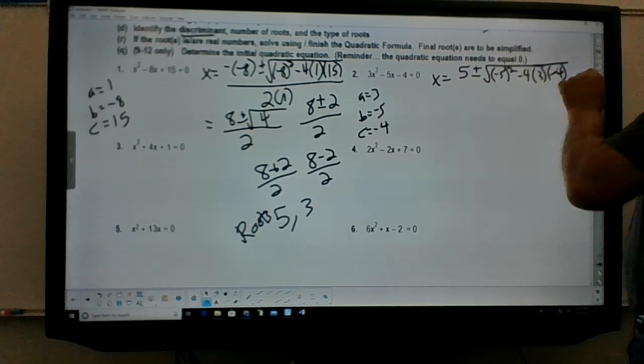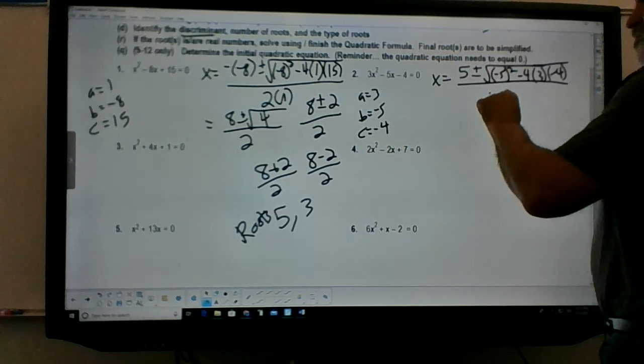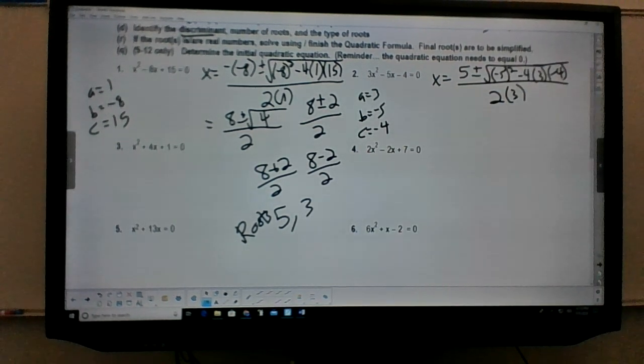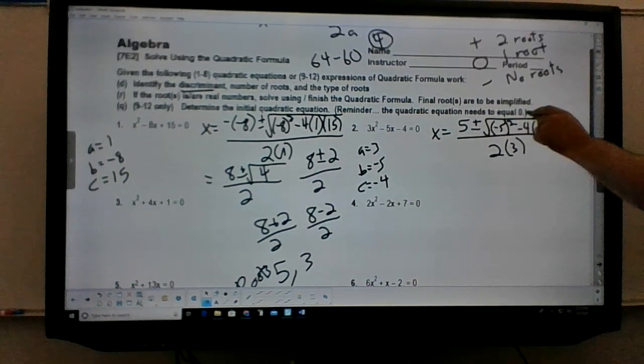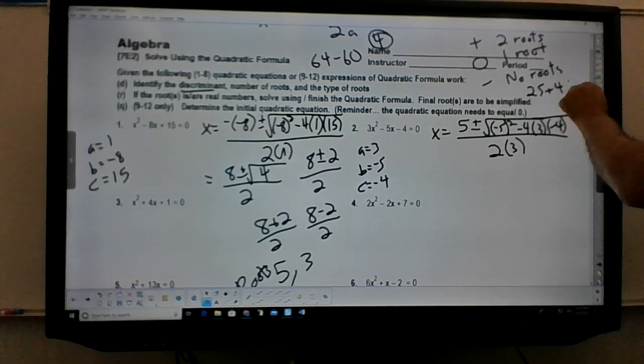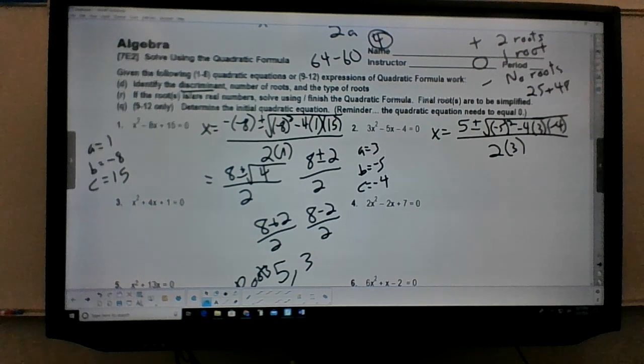Negative 4ac, all over 2 times a, or 2 times 3. So here we go. Discriminant: 25. This is going to be plus, and this is 12 times 4. So it's 2 negatives, makes it a plus. 12 times 4 is 48, which gives us 73.